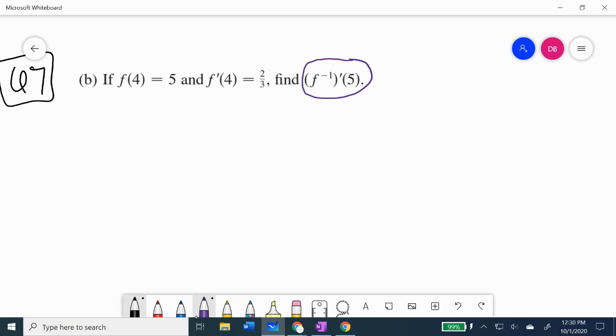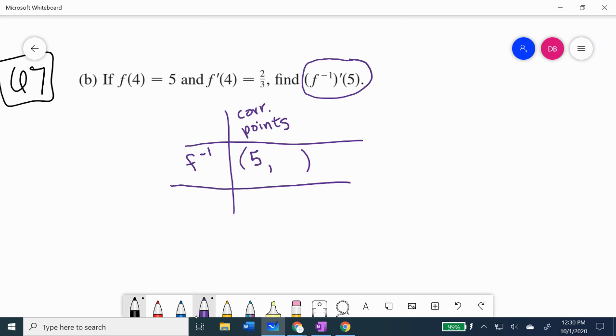So for me, I make my table where I have f inverse. The point that matters to me is the point where it has x coordinate 5. So I've got my corresponding points. One of my functions is f inverse. The other function is f. So what I know just from this alone is this much, just from that one statement.